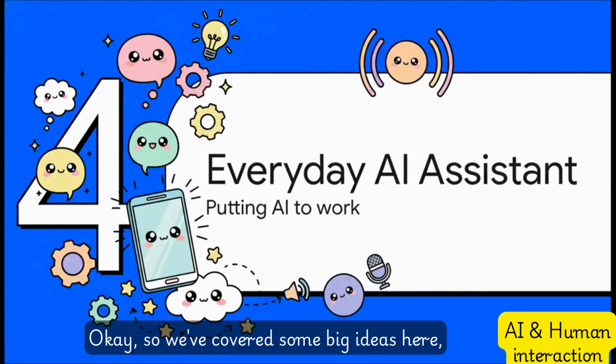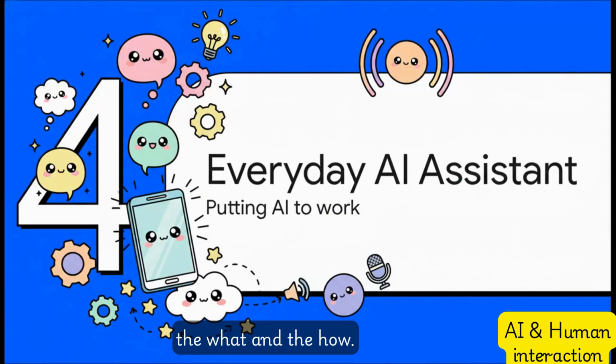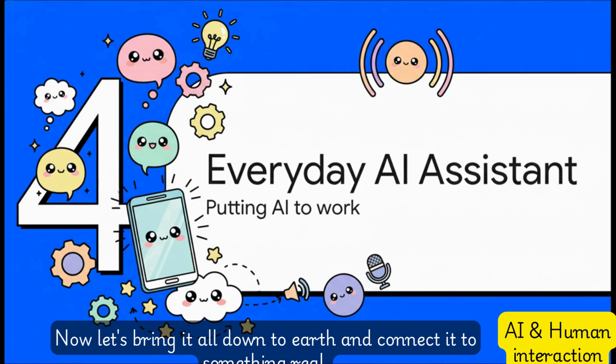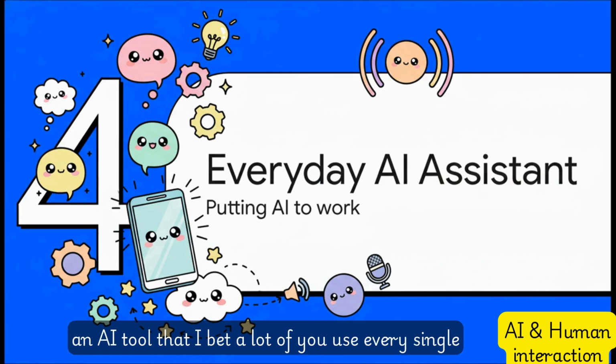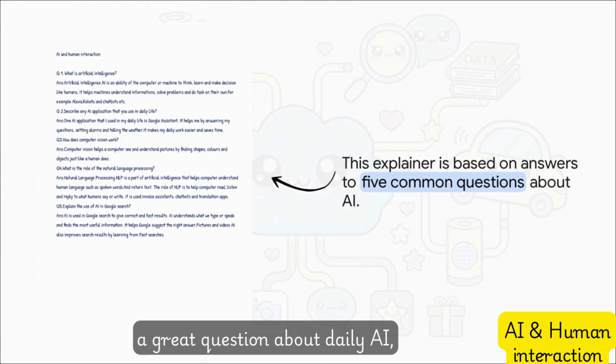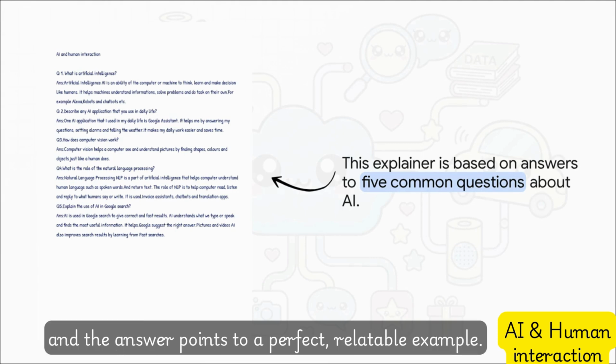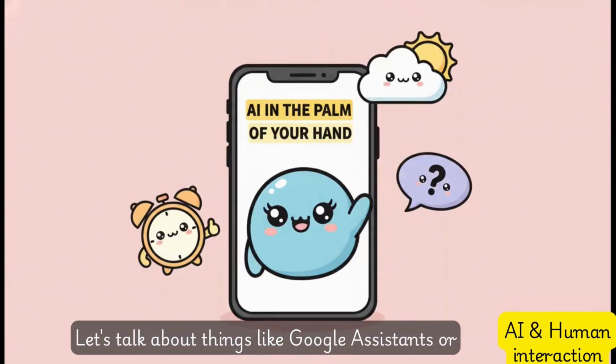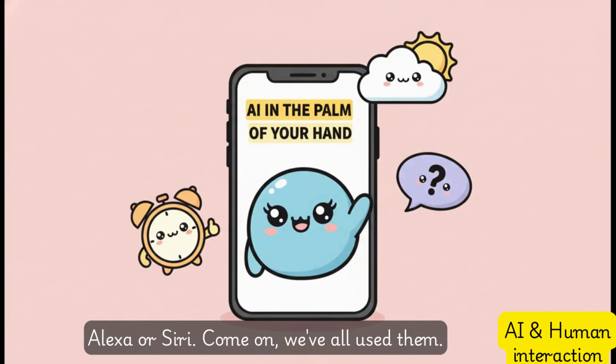Okay, so we've covered some big ideas here, the what and the how. Now let's bring it all down to earth and connect it to something real, an AI tool that I bet a lot of you use every single day. And it's funny, the source material we're using for this explainer actually poses a great question about daily AI, and the answer points to a perfect, relatable example. Let's talk about things like Google Assistant, or Alexa, or Siri. Come on, we've all used them.